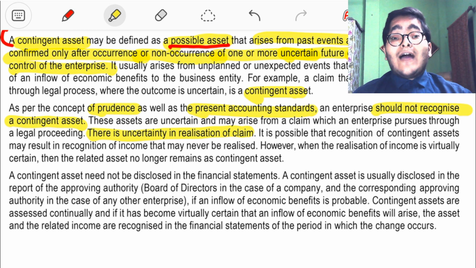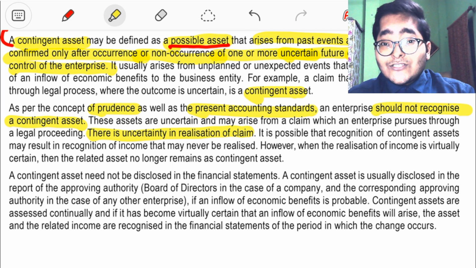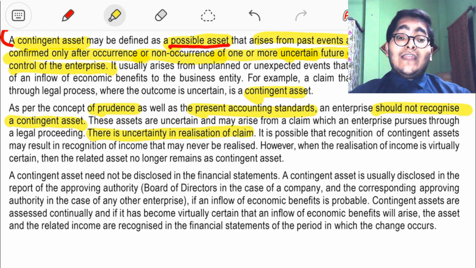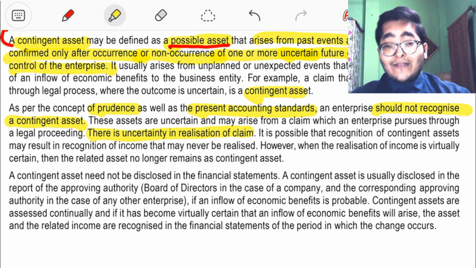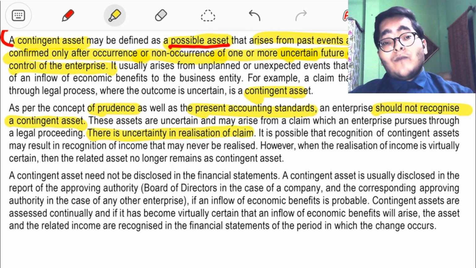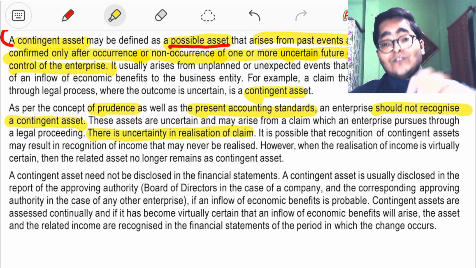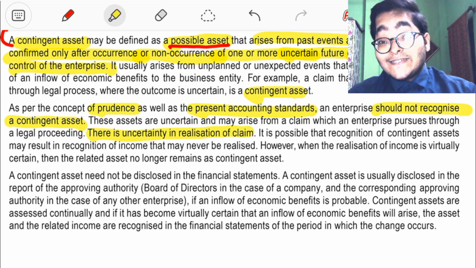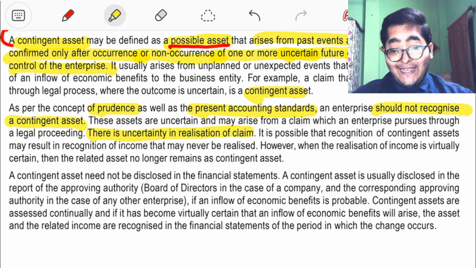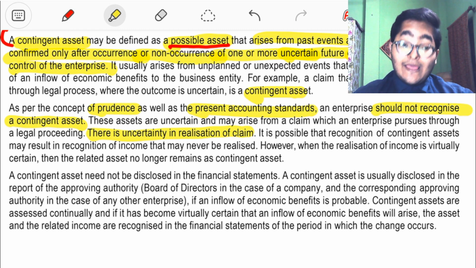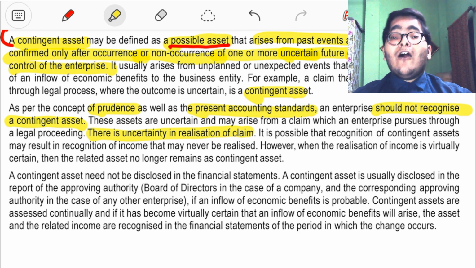So what is the final usage of a financial statement? A financial statement is used to help the users, and it is used to show the correct result or correct outcome of the business. So if an income is not shown properly, it might mislead the users, and that is why it is said it is possible that recognition of a contingent asset may result in recognition of income that may never be realized.